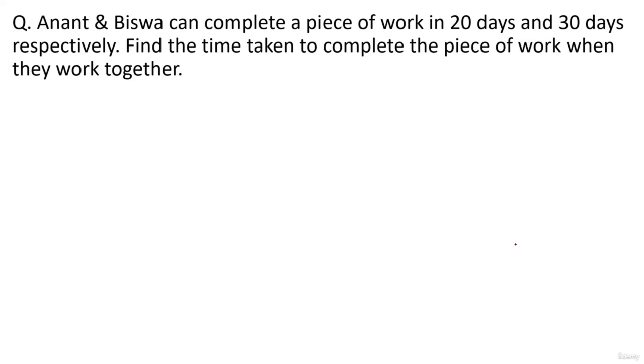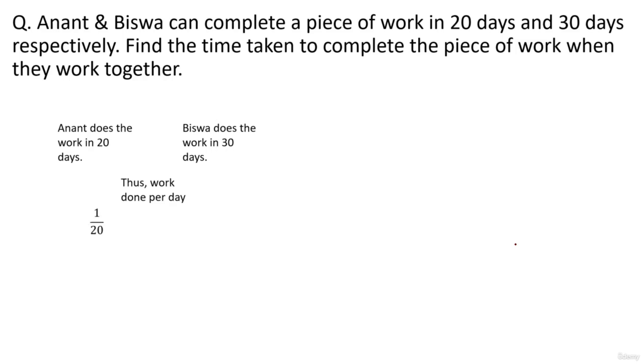Now, as I said, we'll be adding the efficiencies. So if Anant and Biswa do the work in 20 and 30 days respectively, let's find out the work done per day. Anant does 20 days mein work, matlab ek din mein he does 1/20th of the work. Similarly, Biswa will do 1/30th of the work. So daily what work will they do? The addition of these two. With 20 and 30, the common denominator is 60. So you can write 3/60 plus 2/60, just add them, you get 5/60, which is 1/12. So working together, they will complete 1/12 of the work in one day.